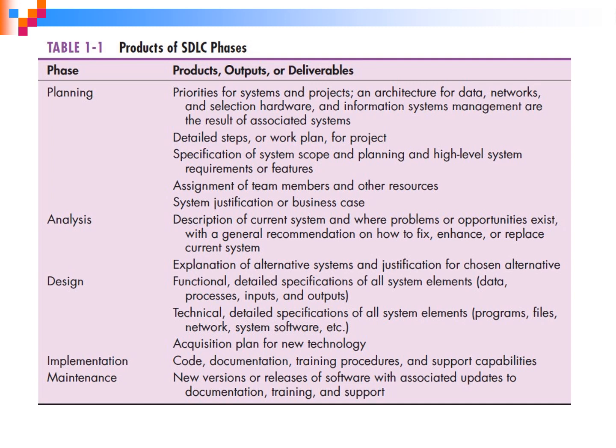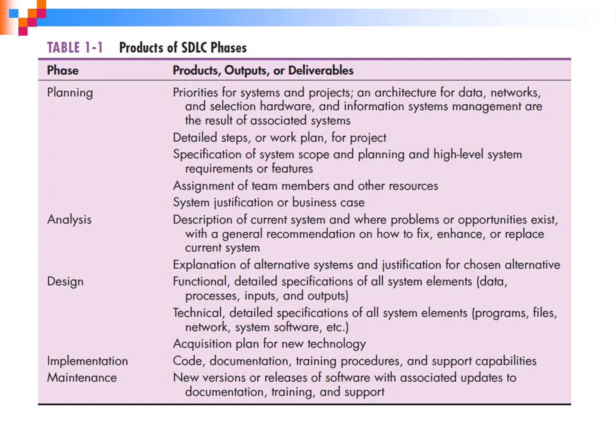The third one is design. Its products, outputs, and deliverables are functional, detailed specification of all system elements such as data, process, input, and outputs. The next one is technical. Okay, detailed specification of all system elements such as program, files, networks, system software, etc. And then the last one, acquisition, plan for new technology.